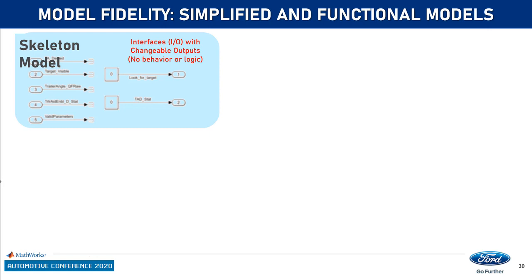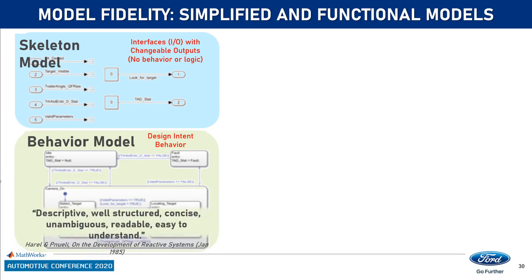A skeleton model contains no logic or functionality, but it defines the signals, inputs, and outputs. The next level of fidelity we call the behavioral model. The idea of a behavioral model is to capture the behavior and use cases in a descriptive and understandable way that tries to steer clear of implementation details whenever possible.